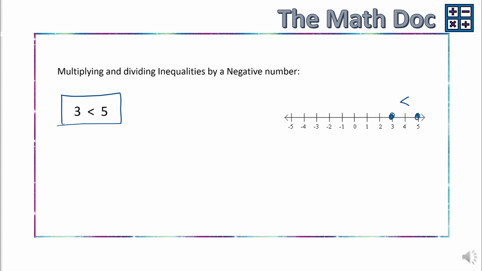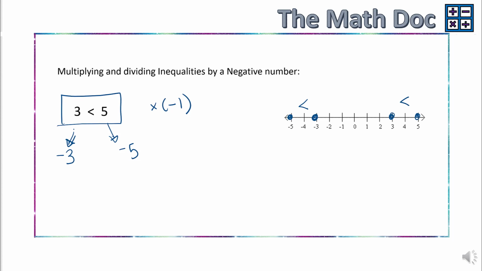Now, what happens if we want to multiply both sides of this inequality by the number negative 1? If we multiply the left-hand side, we get negative 3. And when we multiply the right-hand side, we get negative 5. Let's look at the number line again. So we have negative 3 here and negative 5. Now, what is the relationship between them? Well, negative 3 is actually larger than negative 5, right? And you can see that very clearly on the number line.